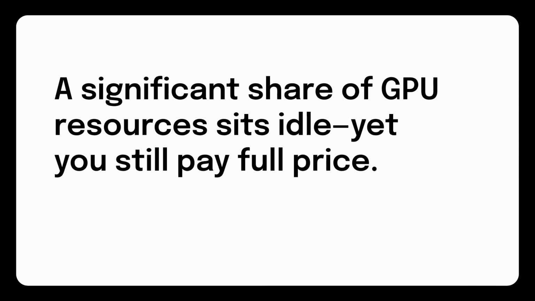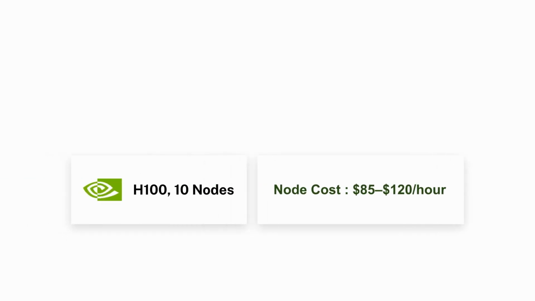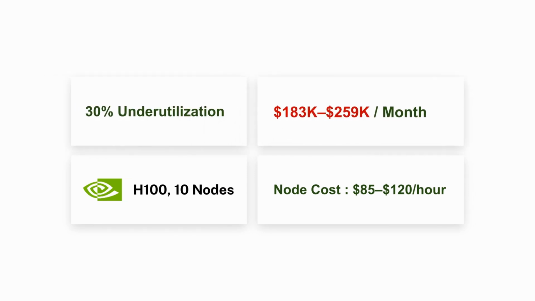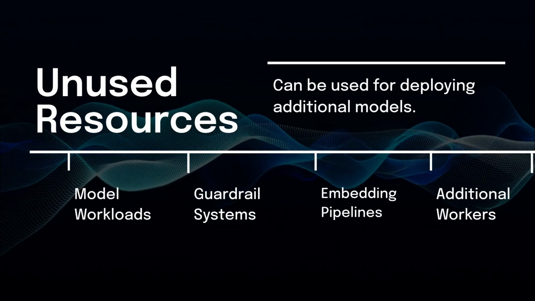This underutilization adds up quickly. In a 10-node H100 cluster, where each node costs $85 to $120 per hour, operating at 30% underutilization results in approximately $183,000 to $259,000 in wasted spend per month. Those unused resources could instead support additional workers, embedding pipelines, guardrail systems, or other model workloads.